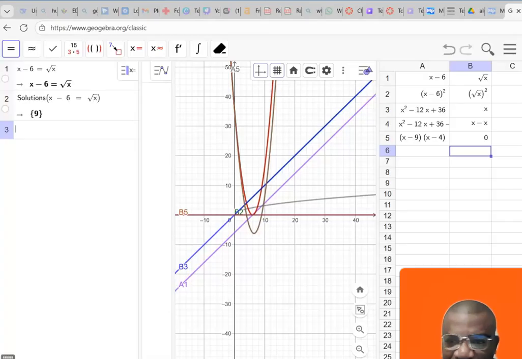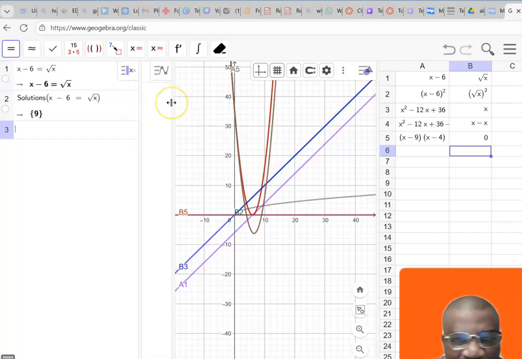reinforcing the idea of equivalent equations, which share the same solution even when the expressions look different. So it's a wonderful tool that we can always use to solve algebra.